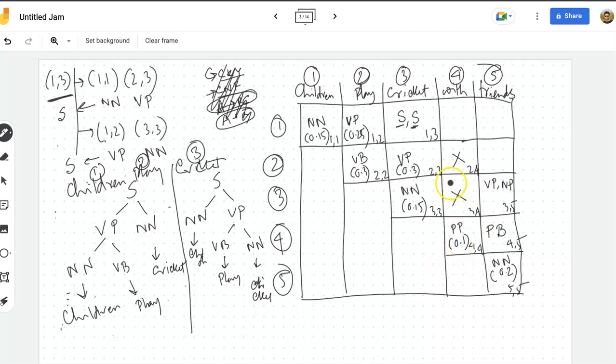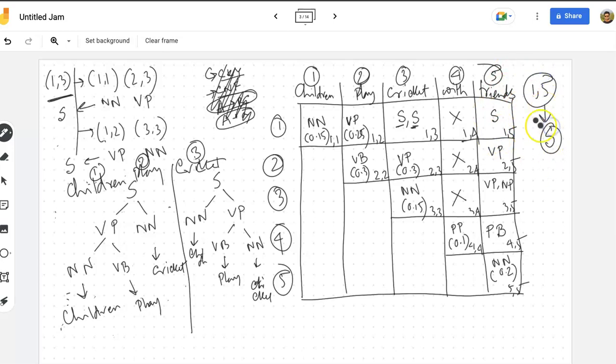Okay. Then the next step is this thing. So it is 1, 4 and this is 2, 5. For 1, 4 you will not get anything. For 2, 5 you will get VP, and for the last step, which is 1, 5, you will get S. So in the last cell, which is 1, 5, you are getting S.